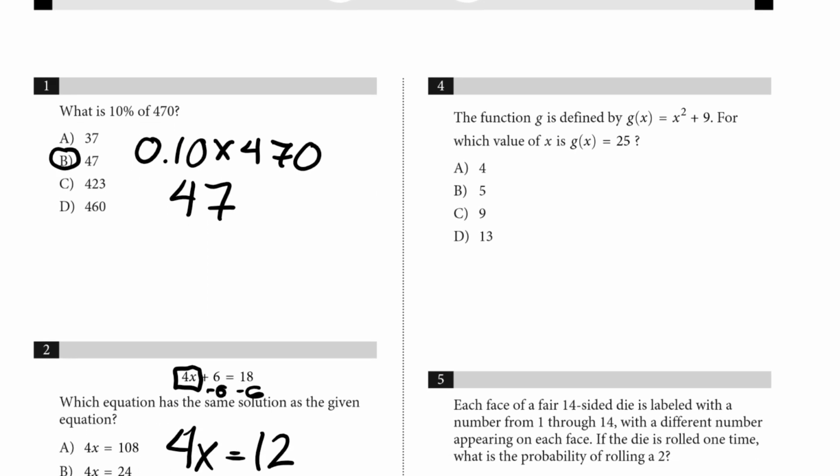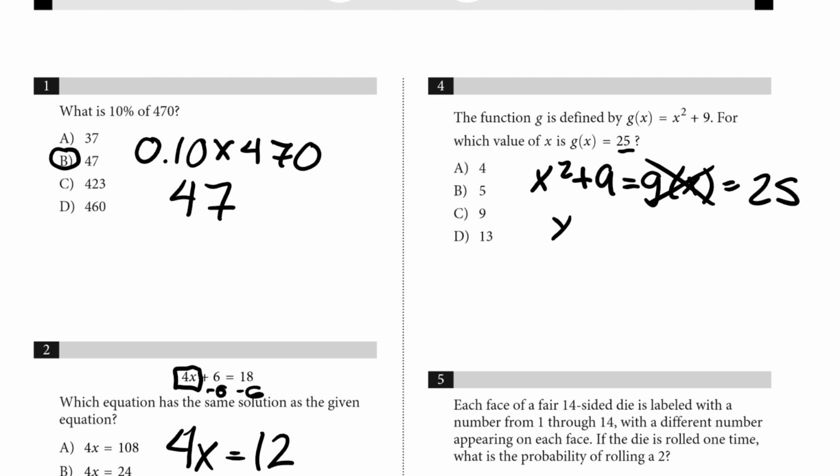Number 4, the function g is defined by g of x equals x squared plus 9. For which value of x is g of x equal to 25? Since we have g of x is equal to x squared plus 9, we're going to write that x squared plus 9 equals g of x. And we know that g of x is also equal to 25. We can eliminate g of x in the middle, and we will have x squared plus 9 equals 25.